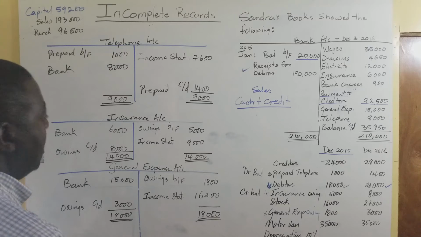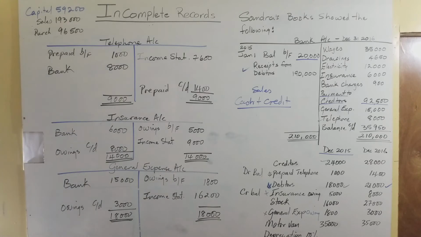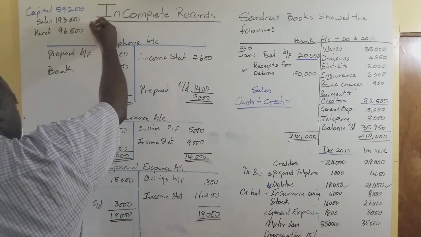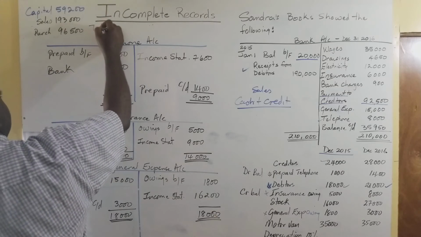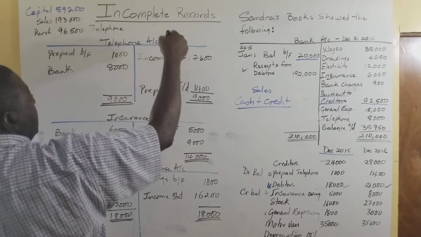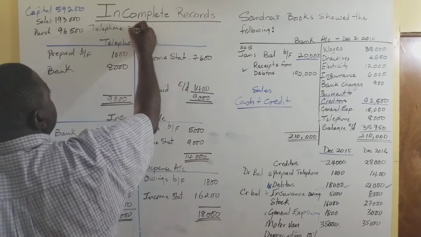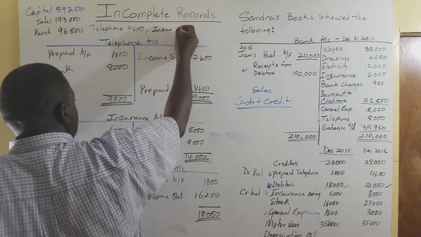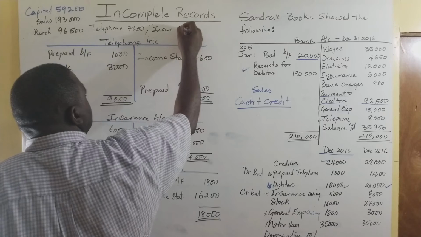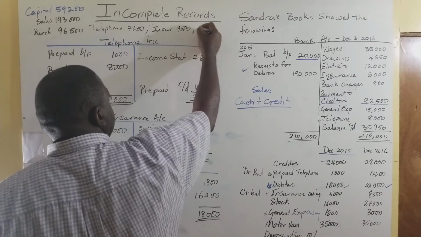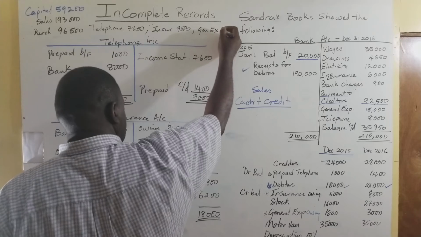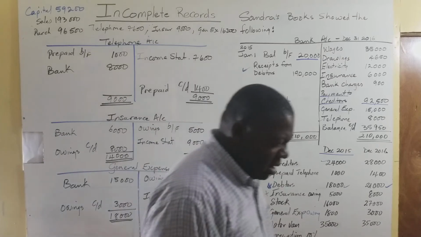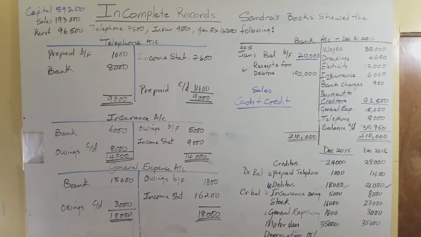Since we're going to be erasing it, I'm trying to make sure we record it on the top here. So we have for telephone 7,600, and insurance is 9,000, and general expense is 16,200. All right, we're going to proceed now to look at the income statement.